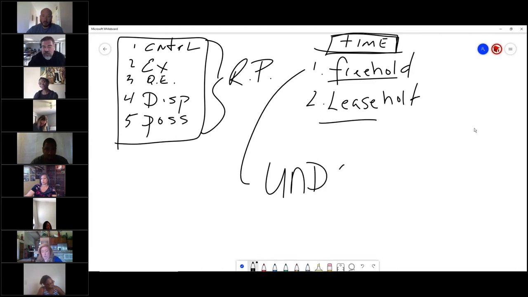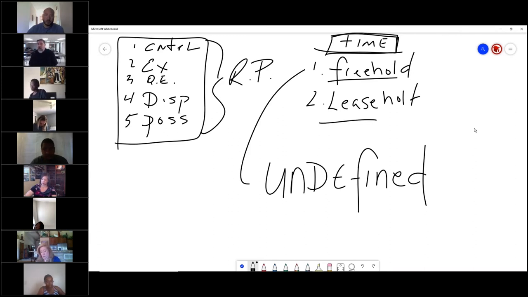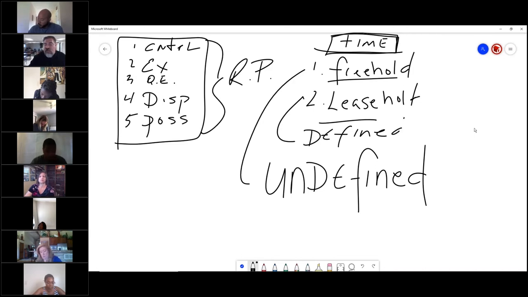The word the book uses is undetermined, or undefined. It is an undefined amount of time. That buyer may own it one day. They may own it 100 years. Whereas a leasehold is a defined amount of time. So watch out for questions that deal with that. The only thing that separates these is the difference in the time.